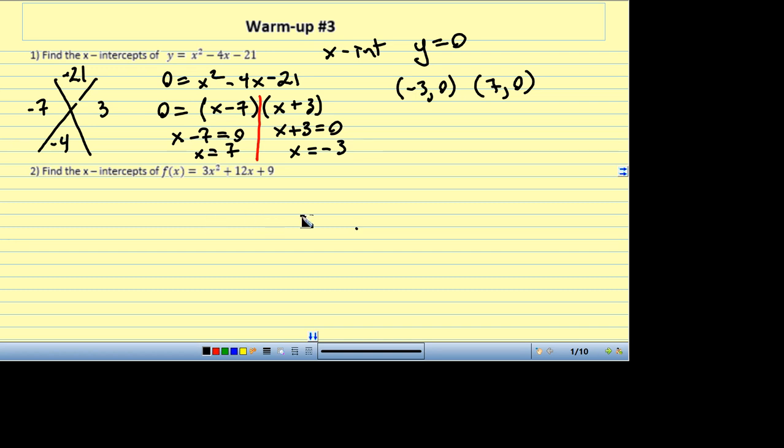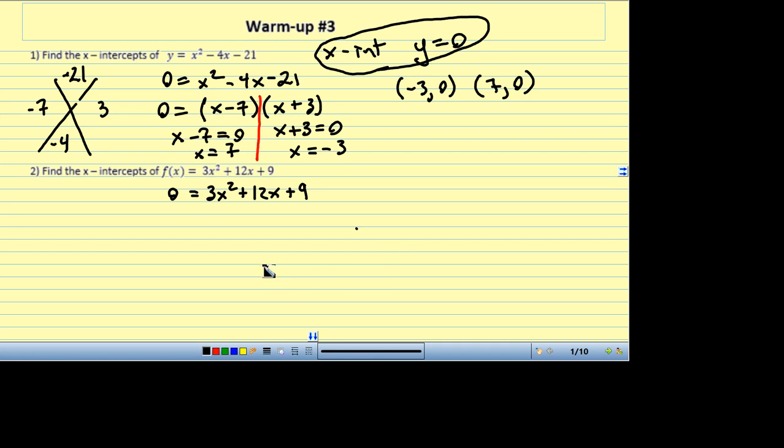So for this one, you need to find the x-intercepts of the function f of x equals 3x squared plus 12x plus 9. Same process. You are going to factor. Because for an x-intercept, the y value is 0, and this basically stands for the y value. So I'm going to plug in 0 equals 3x squared plus 12x plus 9.